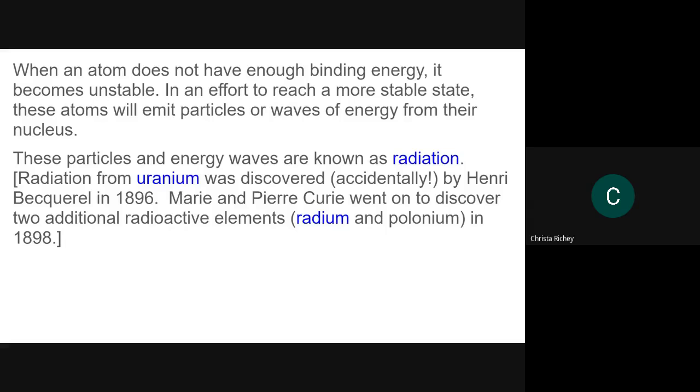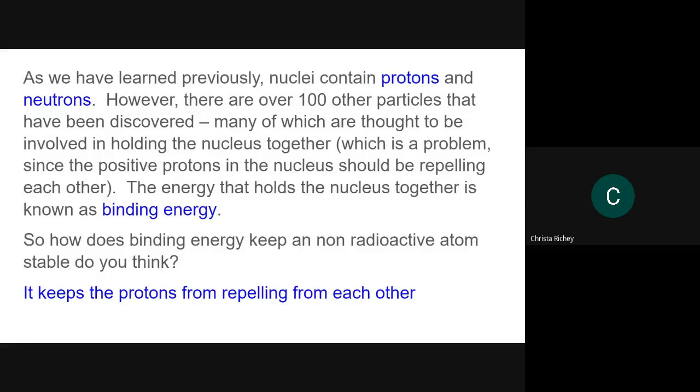Did I skip one? I don't think I did. The binding energy, let's see, what did I say on here? It keeps the protons from repelling. It keeps them from popping that nuclear envelope, this strong nuclear force. Okay.